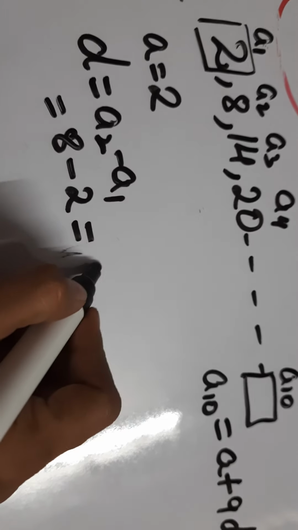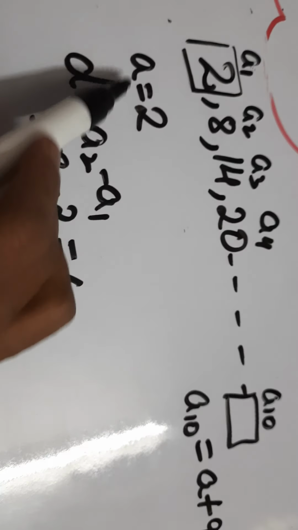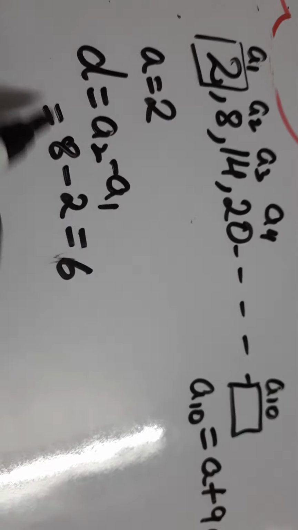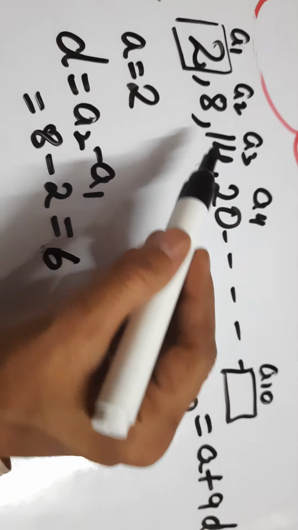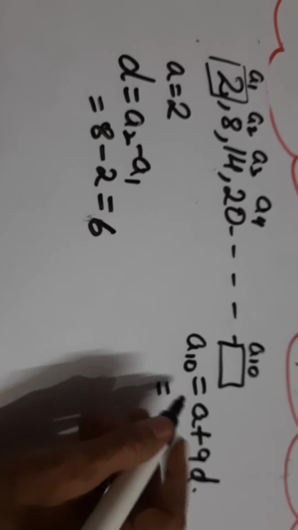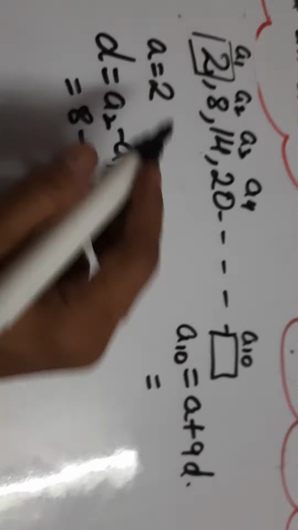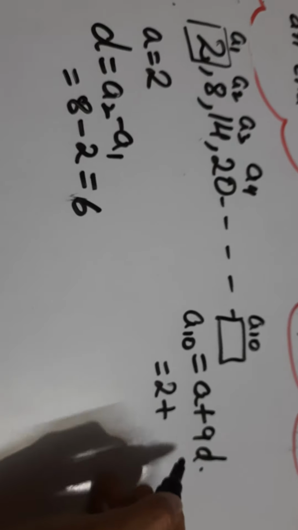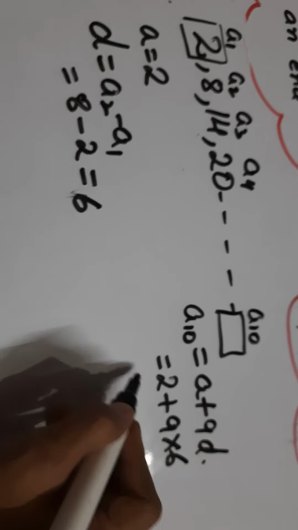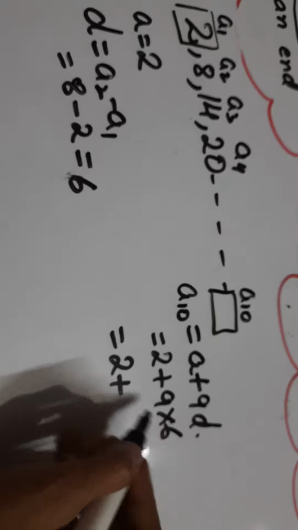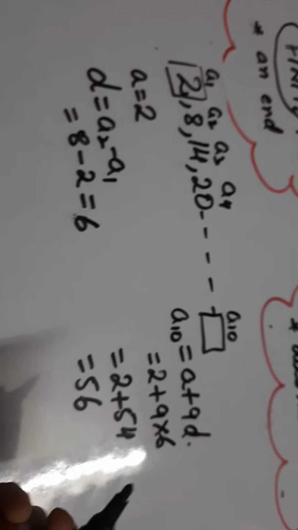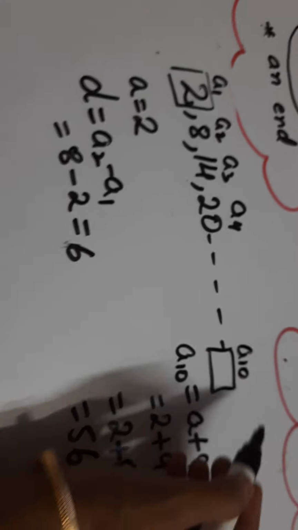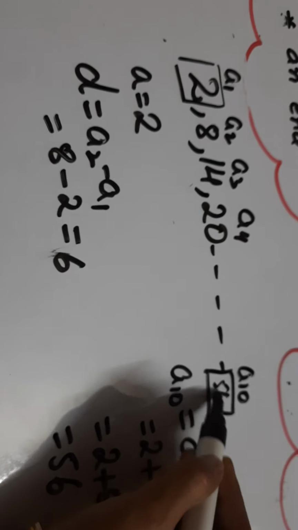The common difference is 6. Now we have the first term, that is 2, and the common difference, that is 6. 14 minus 8 is 6. 20 minus 14 is 6. So by putting the values of a and d in this, we will be able to get the 10th term. So a is 2 plus 9 into 6. 9 sixes are 54. That means 56 is the 10th term of this AP. 56 is the 10th term.